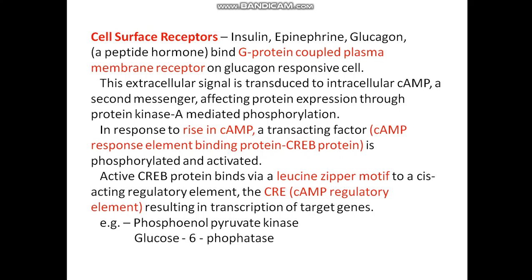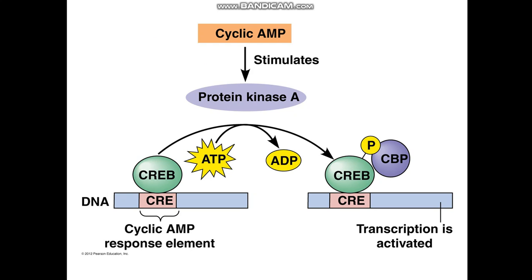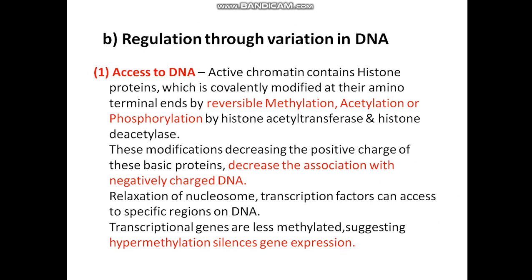This active CREB protein binds via a leucine zipper motif to a cis-acting regulatory element, that is the cyclic AMP regulatory element, and that results in transcription of target genes. Examples are the phosphoenolpyruvate kinase enzyme and the glucose 6 phosphatase enzyme. Here, cyclic AMP stimulates protein kinase A, CREB binds, phosphorylation of CREB takes place, and transcription is activated.